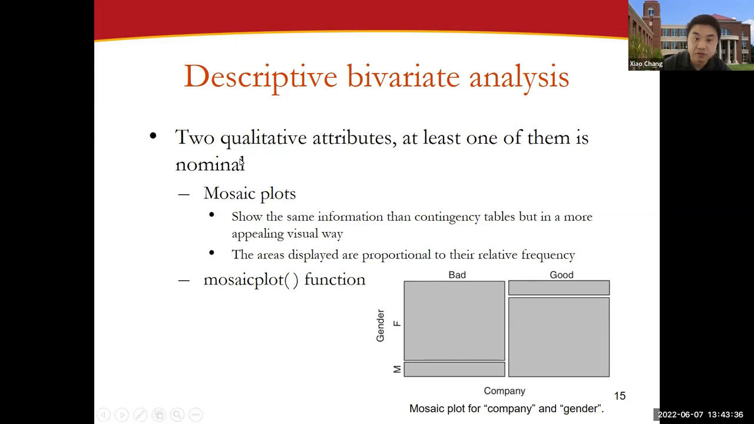For the two qualitative attributes, at least one of them nominal, I introduced the mosaic plot. In R, we can use the mosaic plot function to generate this mosaic plot.